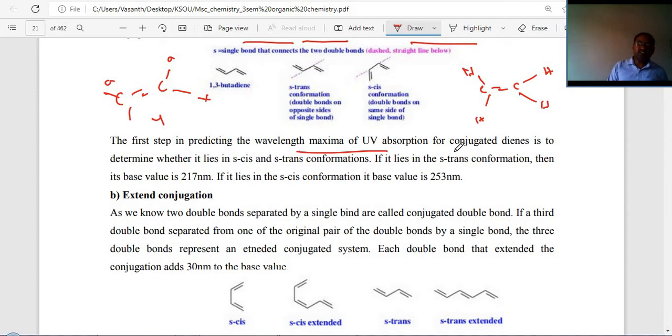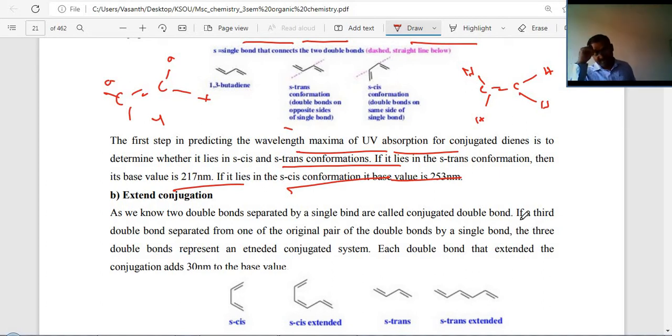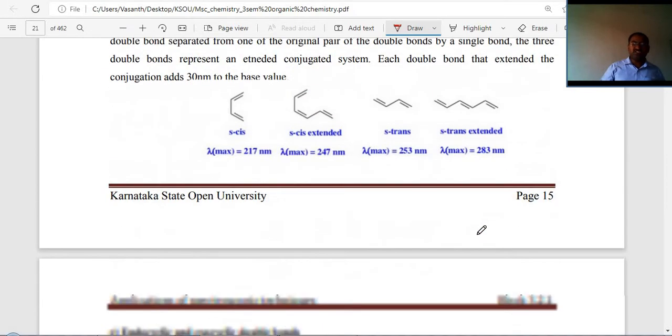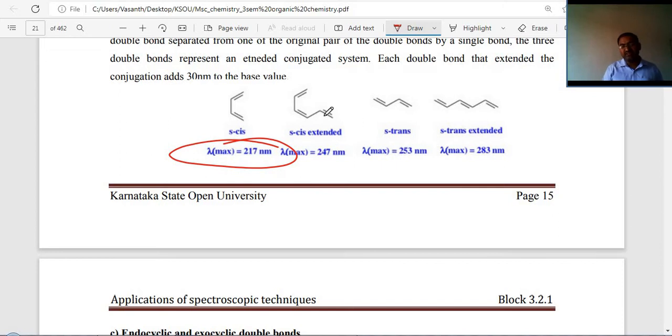The first step in predicting the wavelength maximum of UV absorption for conjugated dienes is to determine whether it lies in the cis or trans conformation. If it lies in the trans conformation, then the base value is 217 nanometers. If it lies in the cis conformation, the base value is 253 nanometers. For extended conjugation, initially it is 217, and we add to the 253 to get lambda maximum 283.